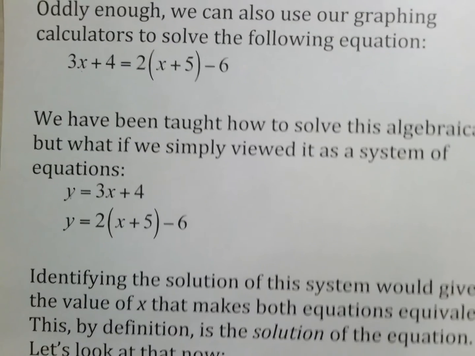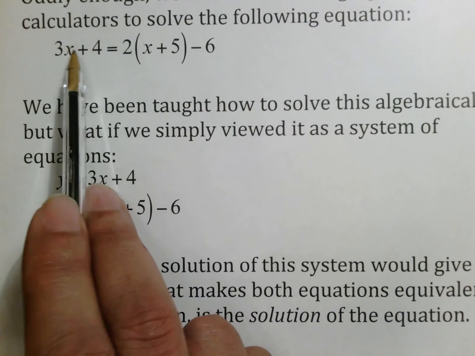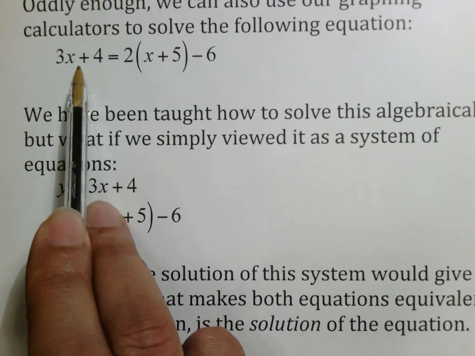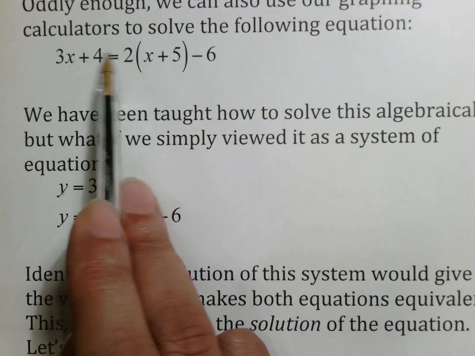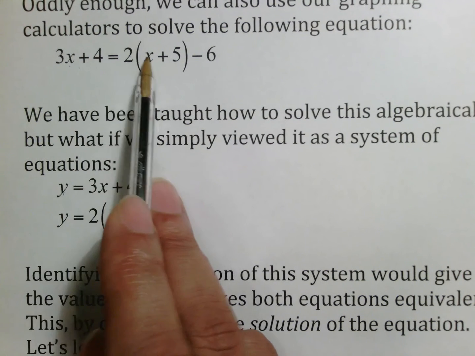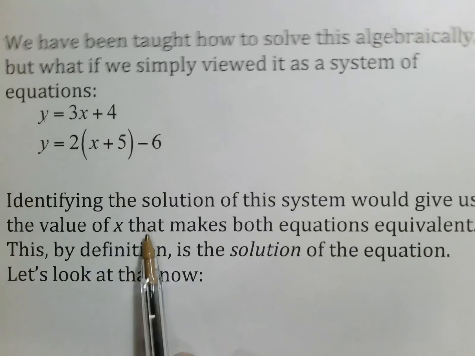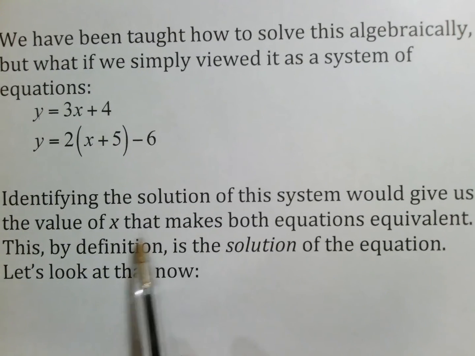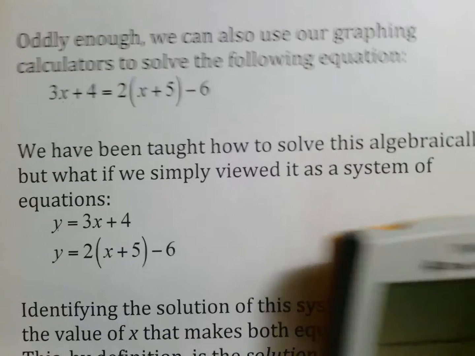And so what we can do is simply say, I'm just going to view this as one line, and this as the other line. Really, whenever we find x, keep in mind all we're doing is finding a spot where both of these two things equal the same thing. So identifying the solution would give us the value of x that makes both equations equivalent. So this by definition is a solution, so let's look at that now.